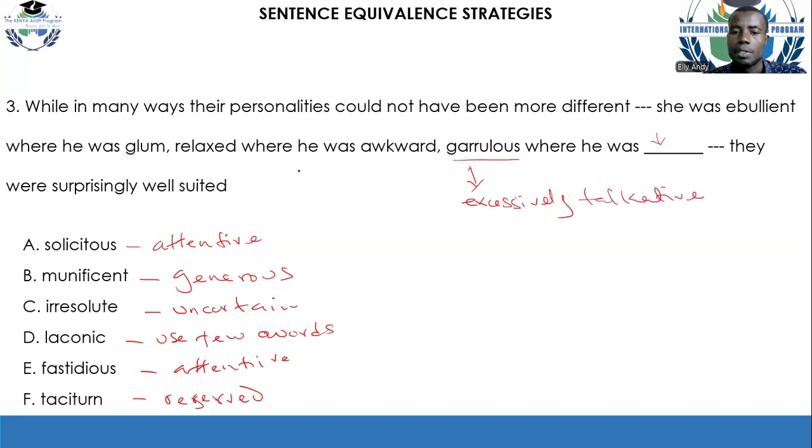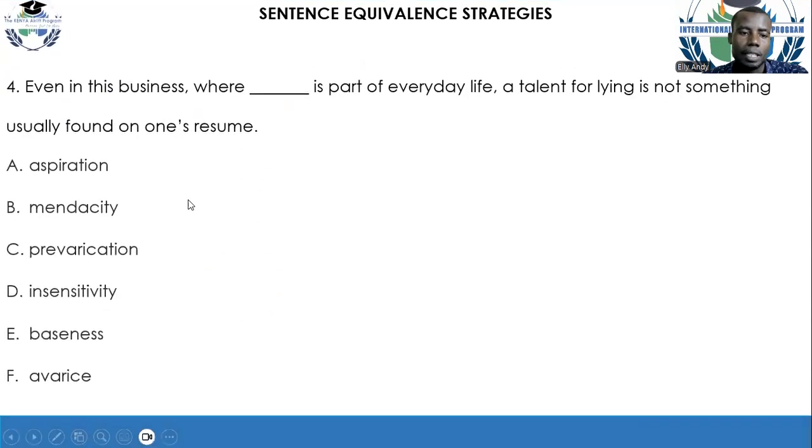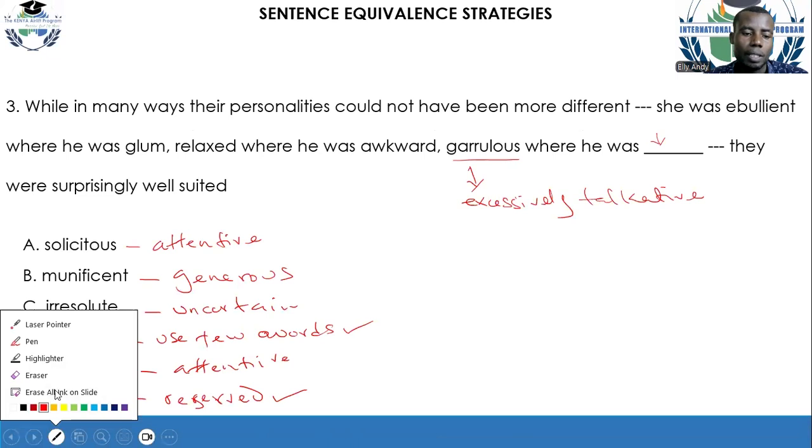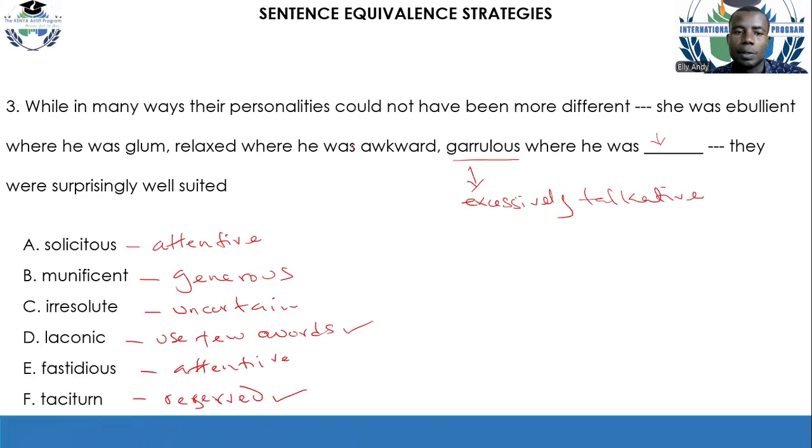So it seems she was excessively talkative. Because their personalities are opposing each other, we need to pick two answer choices that mean he was not excessively talkative. Looking at the answer choices, we can immediately see what they should be: laconic and taciturn. So as you can see, once again, looking at the meaning of the sentence and spotting the clue is a great way to tackle sentence equivalence questions.